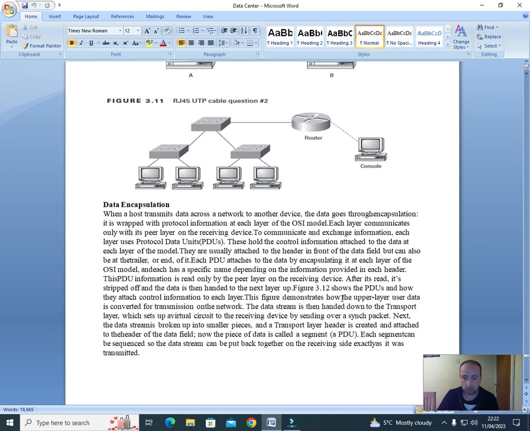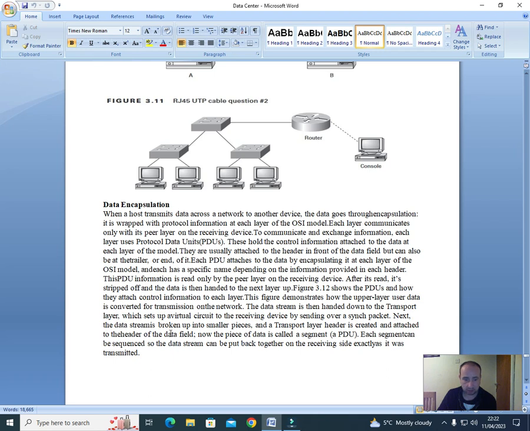Figure 3.12 shows the PDUs and how they attach control information to each layer. This figure demonstrates how the upper layer user data is converted for transmission on the network. The data stream is then handed down to the transport layer, which sets up a virtual circuit to the receiving device by sending over the sync packet.